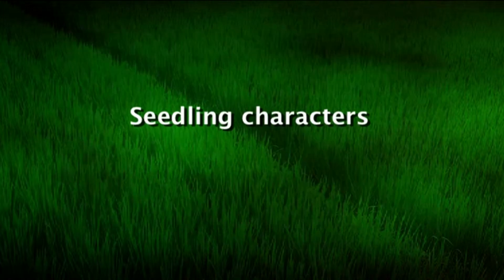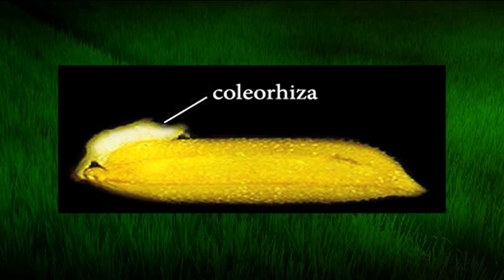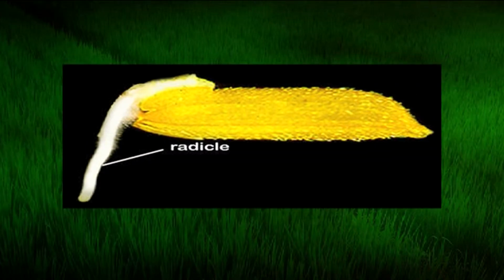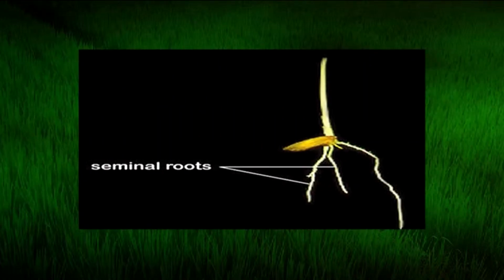Seedling characters. The grains of rice that lack dormancy germinate immediately upon ripening. First, coleorhiza comes out. After this, the radicle breaks through the coleorhiza. This is followed by 2 or more seminal roots, all of which develop lateral roots. Vegetative characters. The roots are fibrous, having rootlets and root hairs.